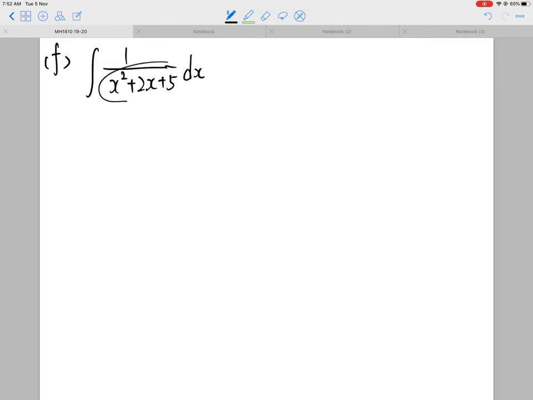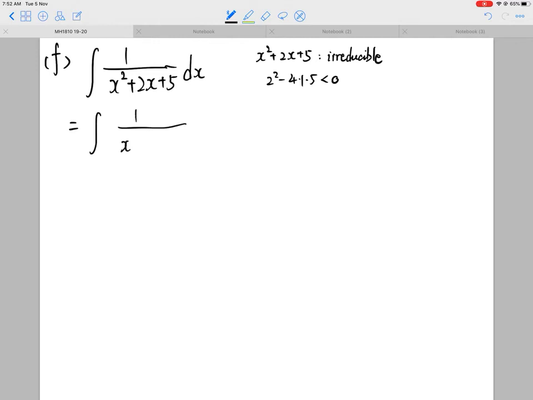Okay, first, is it reducible? We check this, right? x squared plus 2x plus 5. Its discriminant, b squared minus 4ac, is obviously smaller than 0, right? So that's why this thing is irreducible. If it's irreducible, we should find something else to try. It should be (x plus 1) squared plus 4 dx.